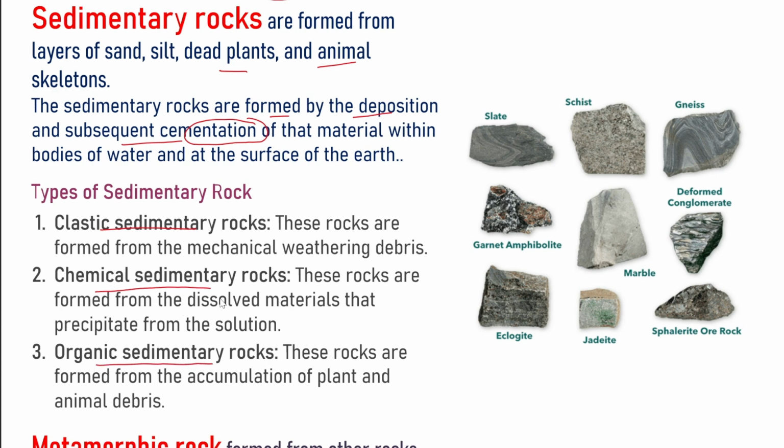sedimentary rocks. The clastic sedimentary rocks are formed from the mechanical weathering of debris, while the chemical sedimentary rocks are formed from dissolved material that precipitates from solution, while the organic sedimentary rocks are formed from the accumulation of plant and animal debris. Here are some examples of sedimentary rocks like slate, schist, gneiss, deformed, conglomerate, marble, eclogite, etc.